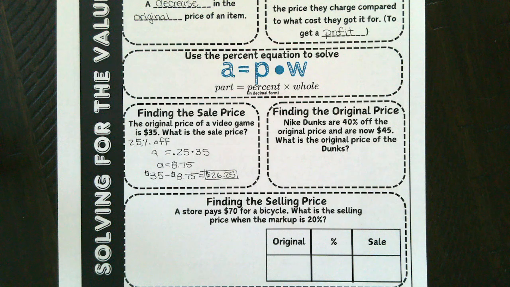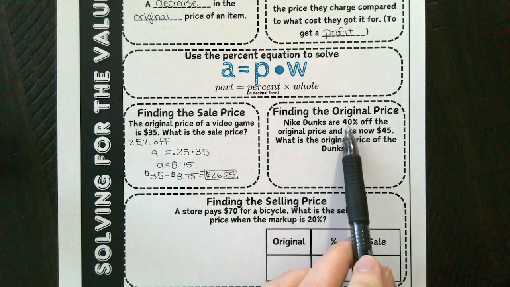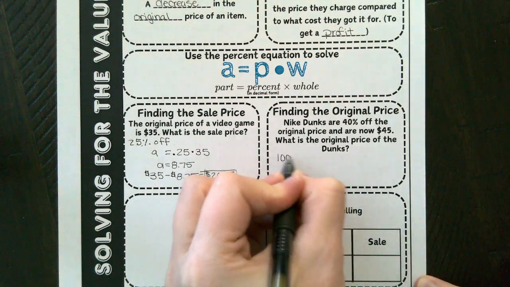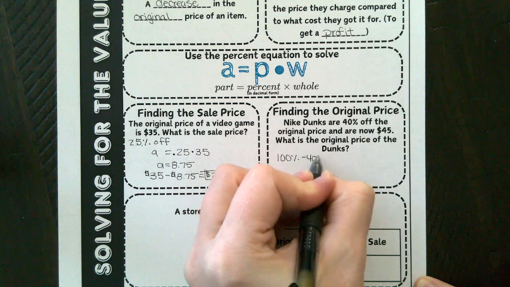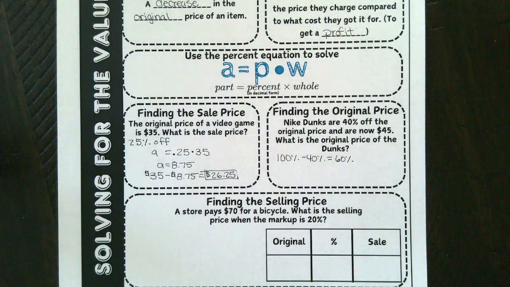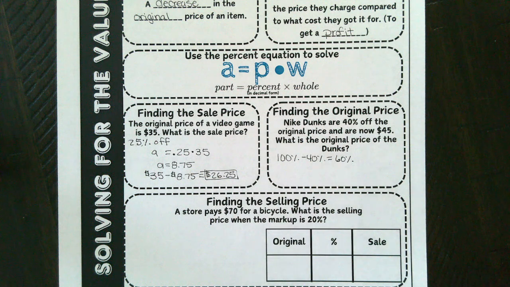Nike Dunks are 40% off the original price, and they're now only $45. What is the original price of the Dunks? First, let's look at this part here. They're 40% off of the original price. What we need to do first is take 100% minus 40% equals 60%, because when I'm solving this problem, I'm trying to find the original amount. So I need to put the percentage in there that is not off of it.